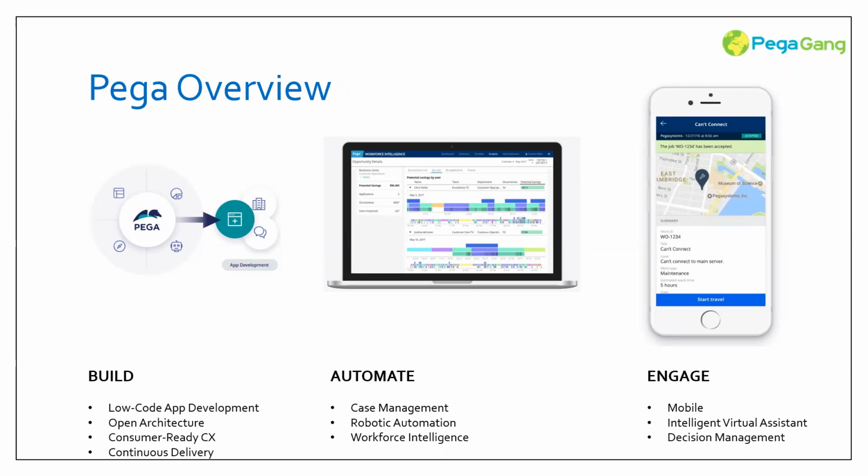Case management plays a major role in Pega development. Case management gives you control over how the business can be conducted, and this will be handled by many people in the project.